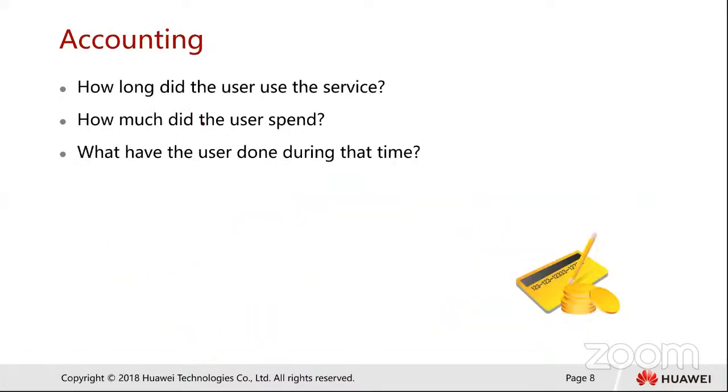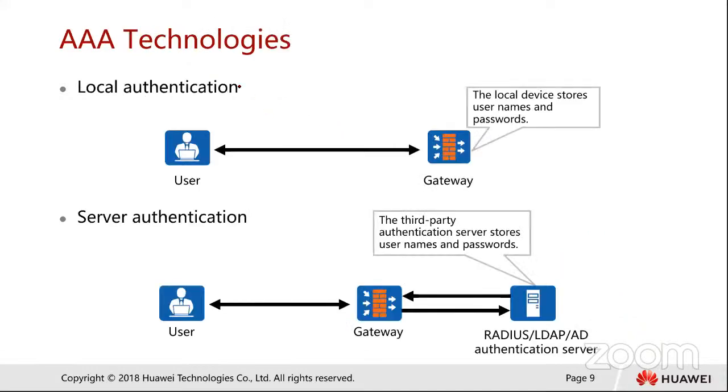So this is authorization. When it comes to accounting, basically we are just looking at how long the user used the service. Was it for 1 minute? Was it for 10 hours? Was it for 1 hour? And how much did the user spend? And what has the user done during that time? So basically, that is it.